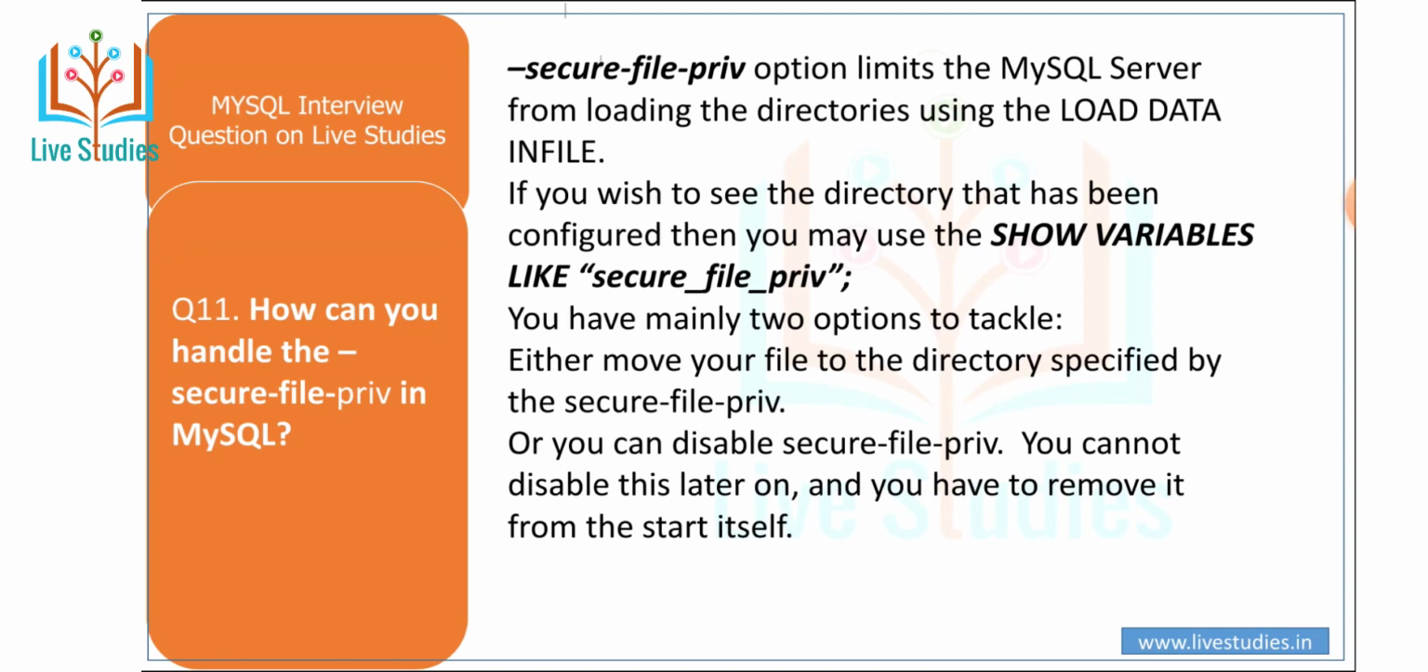Another question is, how can you handle the secure_file_priv option in MySQL? The secure file option limits the SQL server from loading files from a directory using LOAD DATA INFILE. To see the directory that has been configured, you may use SHOW VARIABLES LIKE 'secure_file_priv'. You have mainly two options: either move your file to the directory specified by secure_file_priv, or disable secure_file_priv. You can't disable this later on, and you have to remove it from the statement itself.